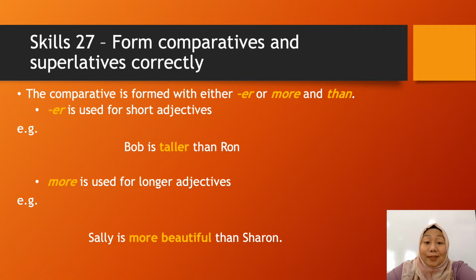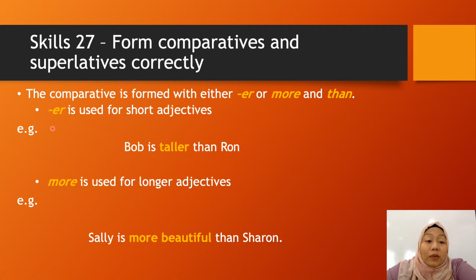Let's take a look at skill 27, which is form comparative and superlatives correctly. Okay, so to be able to form comparative and superlatives correctly, of course, you have to know how to form it, right? So let's take a look at this. The comparative is formed with either suffix er and then, or the word more and then. Let's take a look at them one by one.